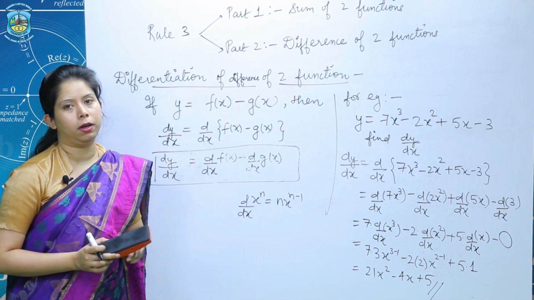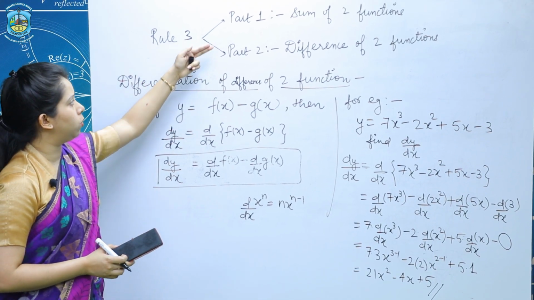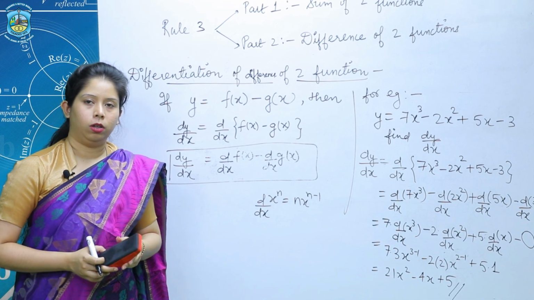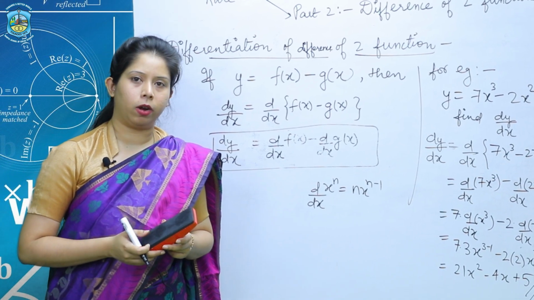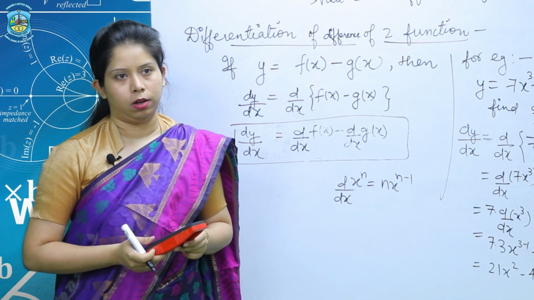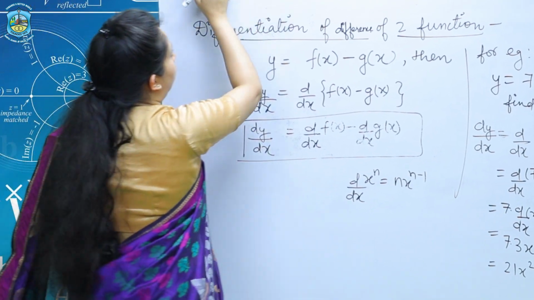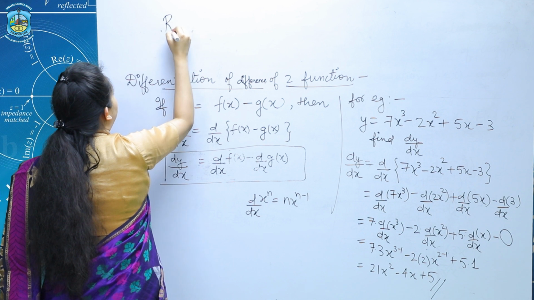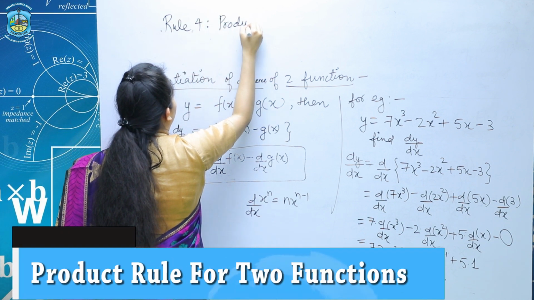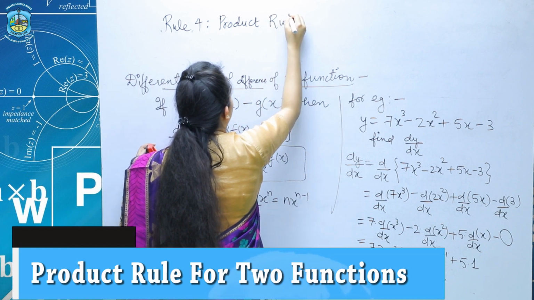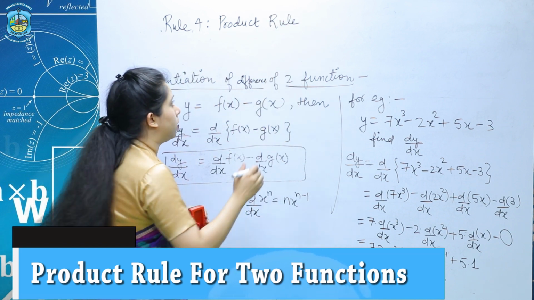So this is rule number 3. Rule number 3 was divided into 2 parts. Now we will talk about rule number 4. Rule number 4 is the product rule, the product rule for two functions.